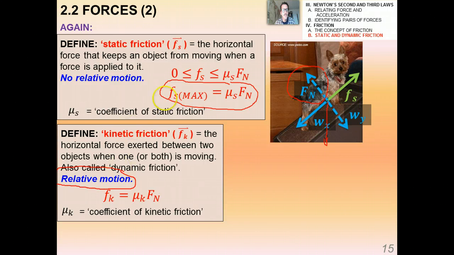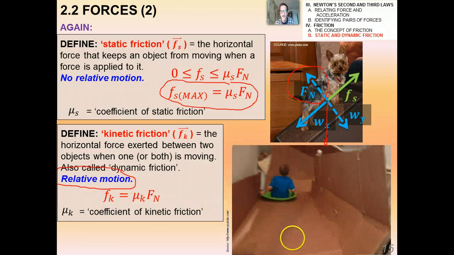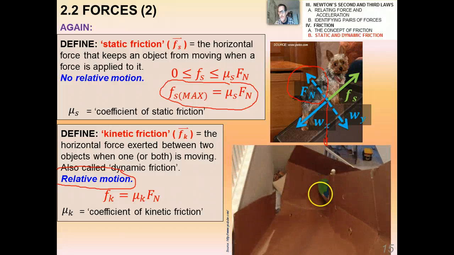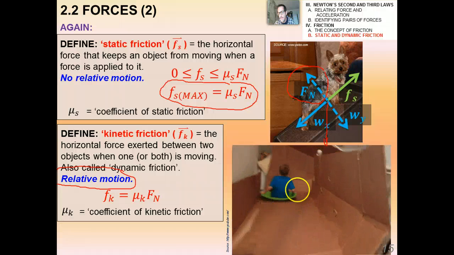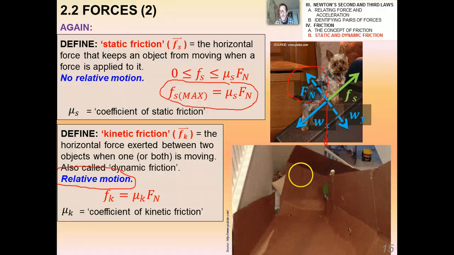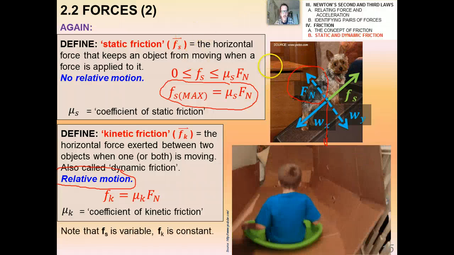And this is actually simpler than the case of static friction because kinetic friction remains a constant, and it's equal to mu sub k times the normal force, where mu sub k is called the coefficient of kinetic friction, okay? So here's a case where some kids are sliding down the stairway on cardboard, okay? There's lots of friction going on between the plastic snow sled and the cardboard, okay? In this case, there's a different friction happening than the case of the dog stationary on the ramp, okay?